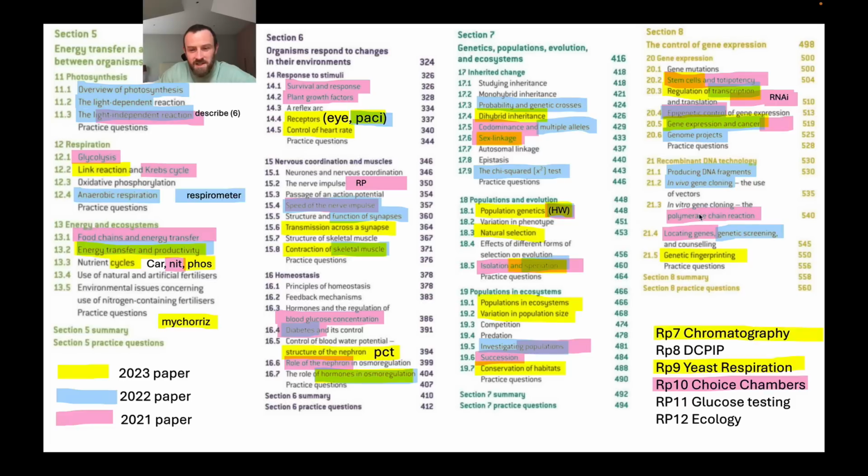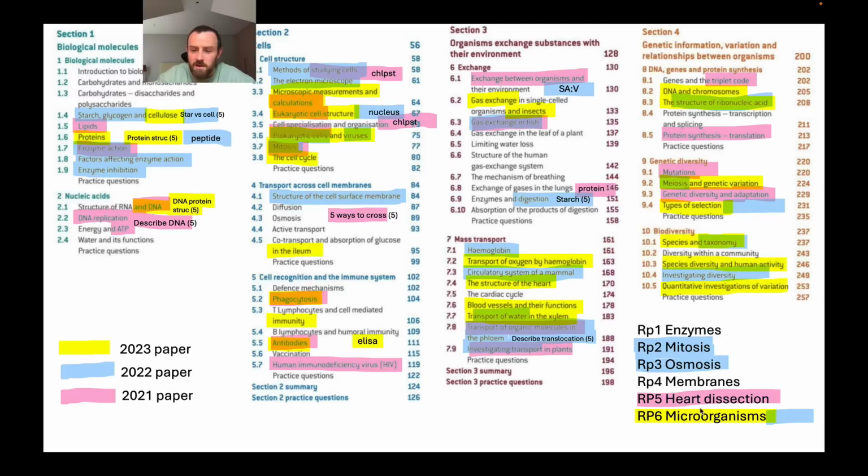Maybe PCR, because that came up in 2021. So PCR might come up. Who knows? In terms of the required practicals, you can see which ones haven't come up for a few years. Okay, so RP8, DC PIP, RP11, glucose testing, so that's glucose testing in urine, and RP12 type questions to do with ecology haven't come up. I think I forgot to mention ones from year 12 content. It's RP1 enzymes and RP4 membranes. Okay, so that's the kind of content that's come up.